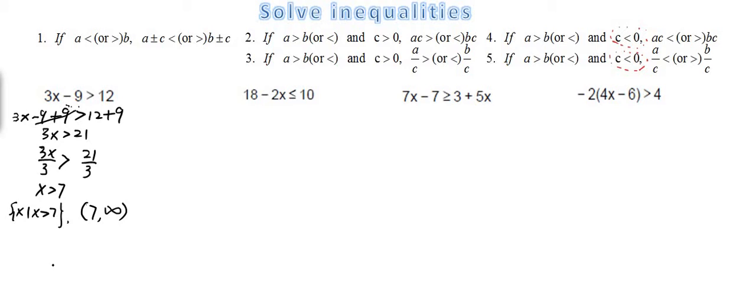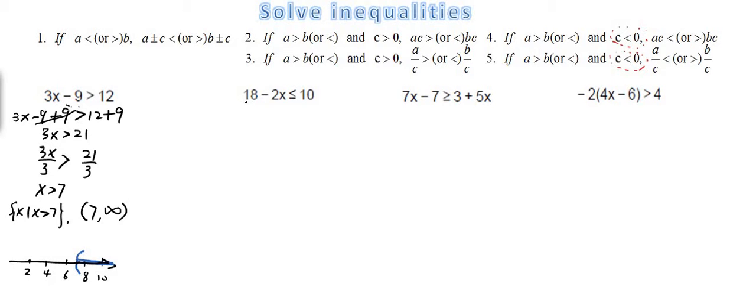And how do we graph it? We can draw the x-axis, for example, 2, 4, 6, 8, 10. Then 7 should be here, and we use the round bracket because we don't have an equal sign. So we're gonna use a round bracket, and this part is going to be the answer.